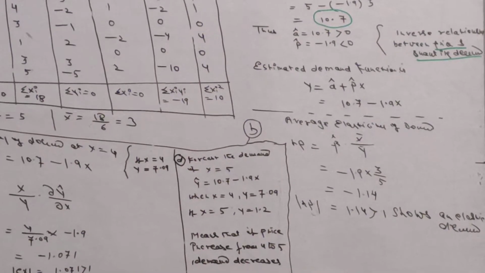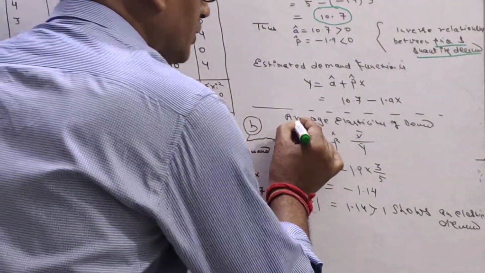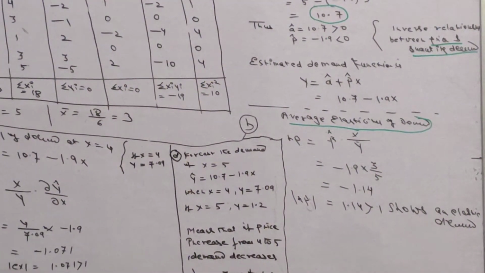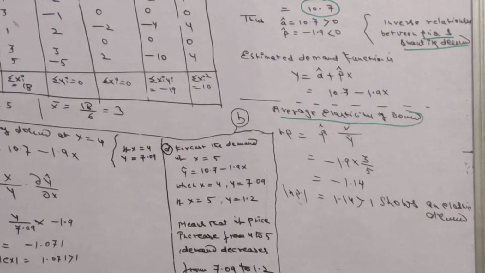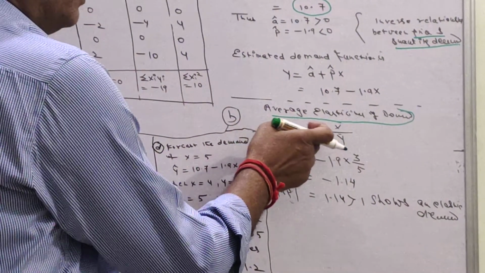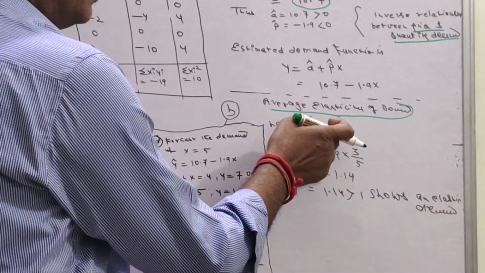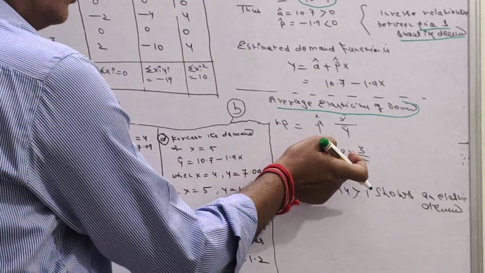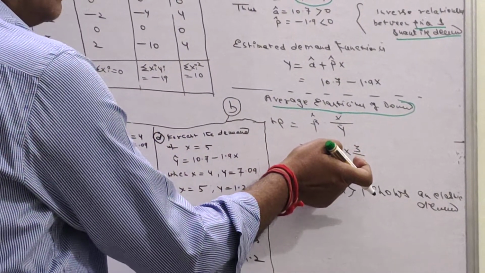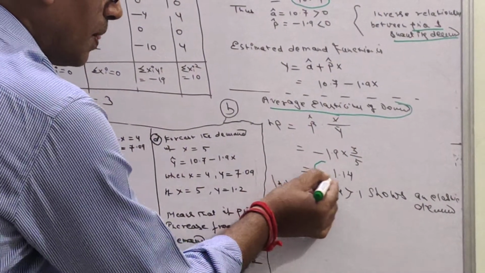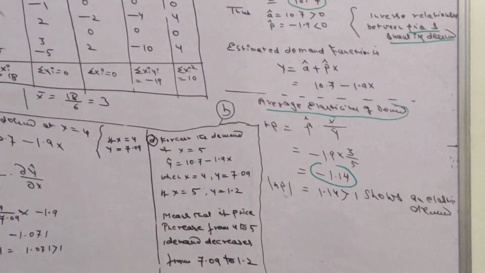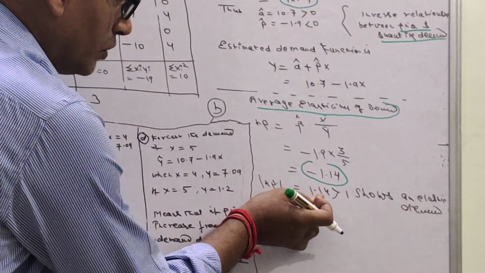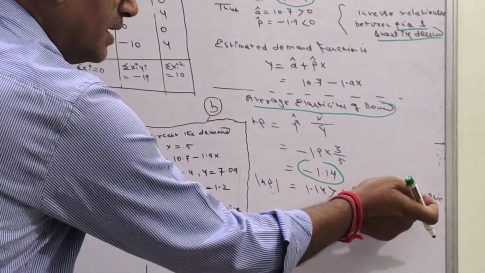Now we will have to find here the average elasticity of demand. And the formula for finding average elasticity of demand is beta estimated into x mean divided by y mean. Now beta estimated is minus 1.9, x mean is 3 and y mean is 5. That is this one. And in modulus form, ignoring the minus sign, we get the positive value 1.14, greater than 1, which shows an elastic demand.